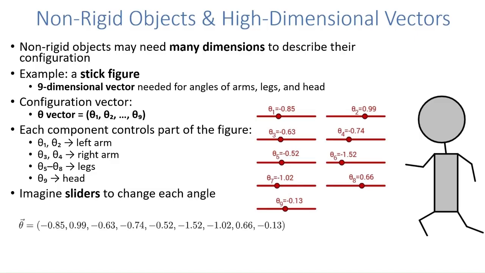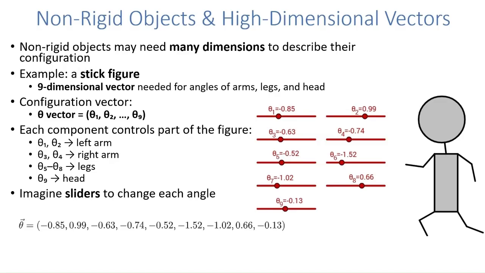If we consider non-rigid objects, the number of dimensions needed to describe their configuration can get pretty high. For a simple example, let's look at this little stick figure. To specify the angle of its arms, legs, and head, we need a vector in 9-dimensional space. We call this the configuration vector, written as theta vector equals theta 1, theta 2, theta 3, until theta 9. You can imagine sliders that you can drag with your mouse to change each component of the vector.